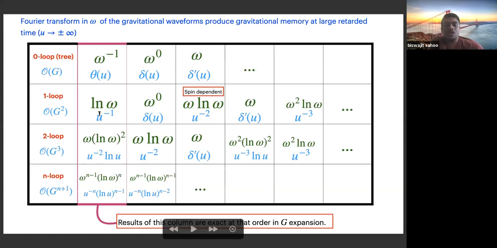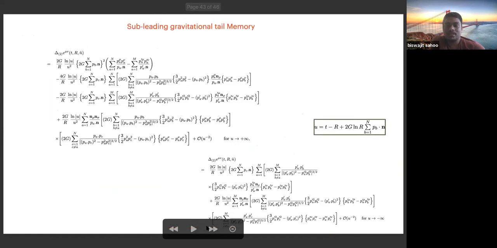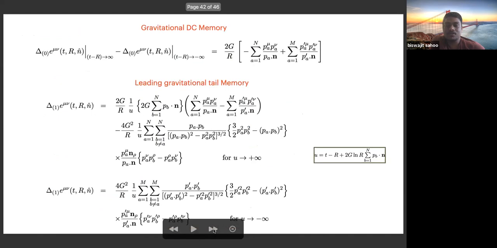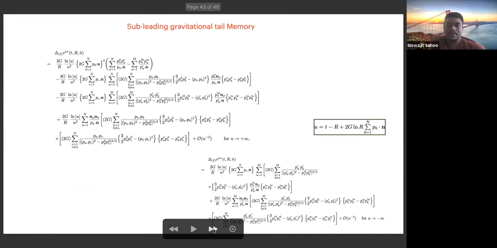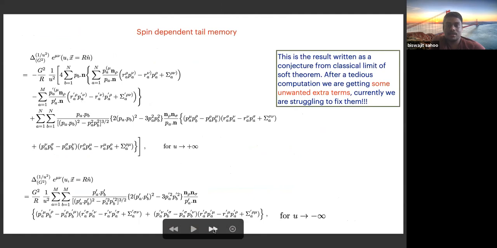So there will be a lot of tail memory, and all of this will be important if you are not at strictly u going to infinity, but at some finite u. You have to choose this u such that all the strong interactions have already happened, and only long range interaction is there. After that time, you consider this u, and you can extract all these coefficients systematically. And these are the explicit expressions of these terms, which I am skipping in the discussion. If someone asks, then I can tell.